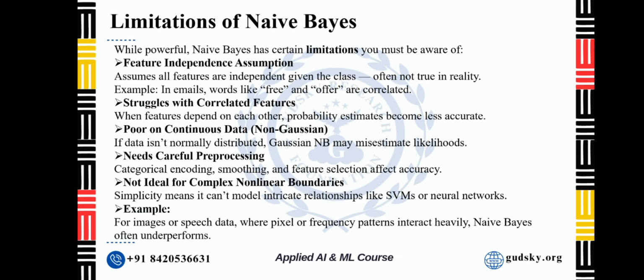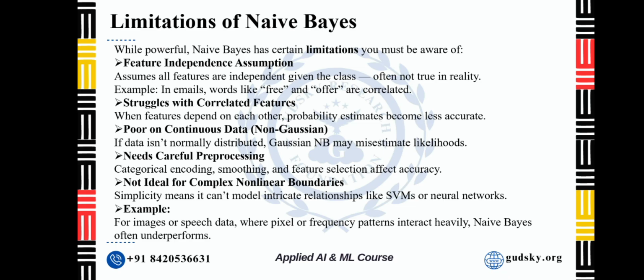Independence assumption. It assumes that all features are independent given the class, but in reality, features are often correlated. For example, in an email, "free" and "offer" often appear together. This correlation makes naive Bayes probability estimates less accurate, and it also struggles with correlated features. That means when features influence each other, naive Bayes may overcount or undercount their impact.